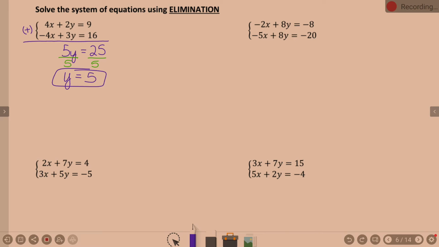Are we done? No. Gotta plug it in. Not done. Remember, all answers, unless it's a special case of no solution or infinitely many, are ordered pairs. So, I know y is 5. Like if I stop right now, that's what I know about my answer. It's something, comma, 5. That's it. So, how do I find x?